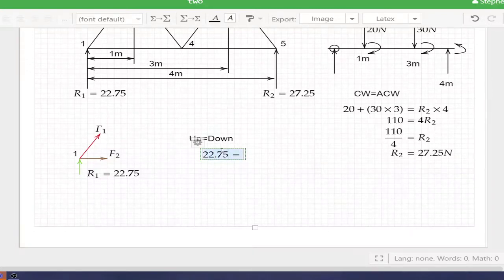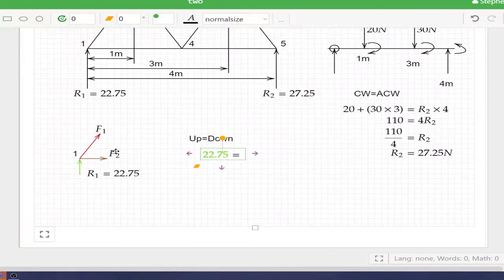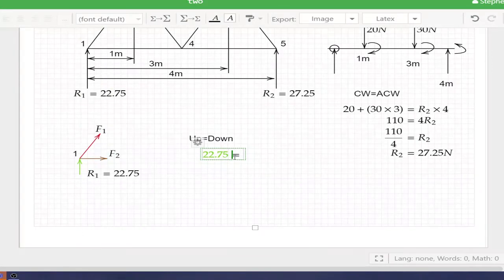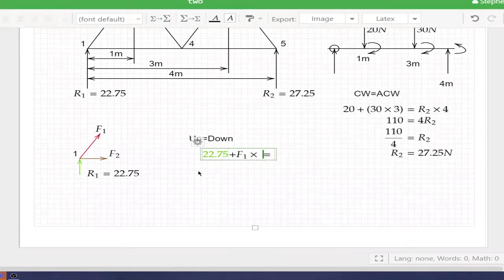Let's make that a nice green colour. There we go, 22.75, and that must equal, no, sorry, we've got to add plus, and that must equal the vertical component of F1. So that's going to be F1 times sine 60. And that must equal the forces going down. But there are no forces going down, so that's a big fat 0 there.